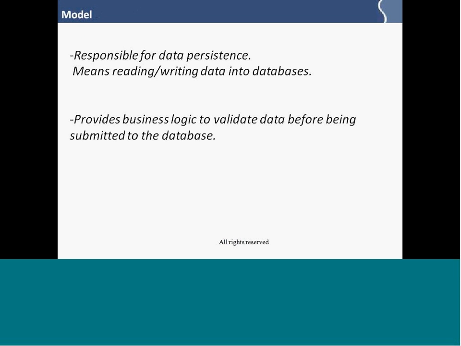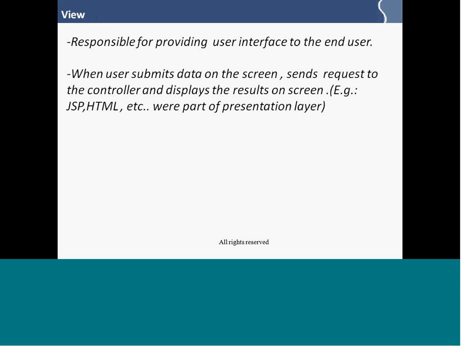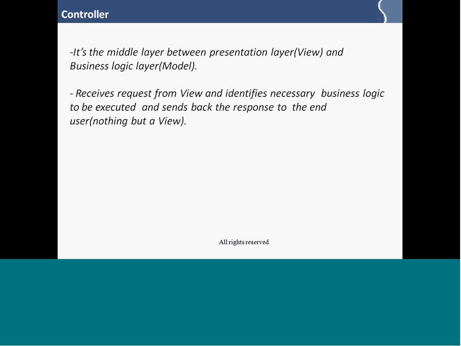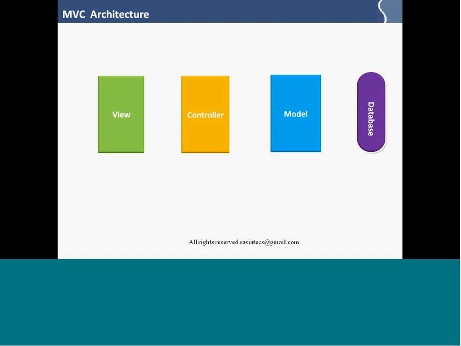The model is responsible for the data persistence, for reading data from the databases, whereas the view is responsible for providing the UI for the user. The controller is the middle layer, which sits in between the view and the model. This is the typical MVC architecture.